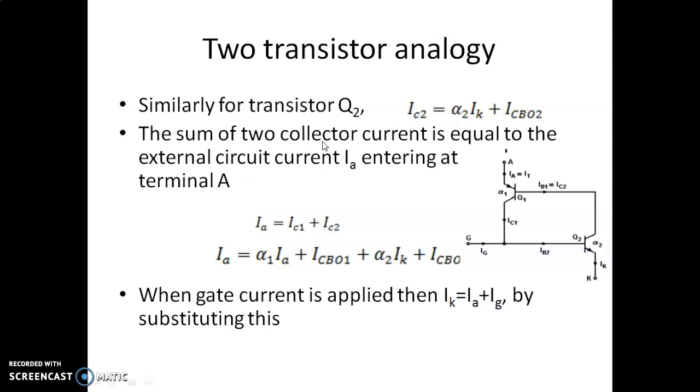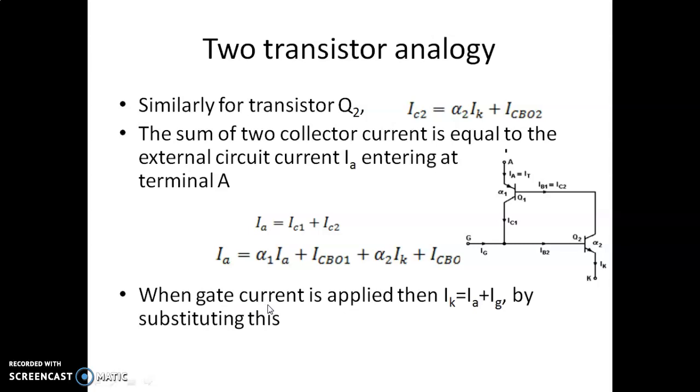And the sum of the two collector currents is equal to the external circuit current IA, which we can see from here. IA is equal to IC1 plus IC2. IA is coming in and IC1 and IC2 are going out. So you can say that IA is equal to IC1 plus IC2. IC1 we have written as alpha 1 IA plus ICBO1, and IC2 we have written as alpha 2 into IK plus ICBO2.